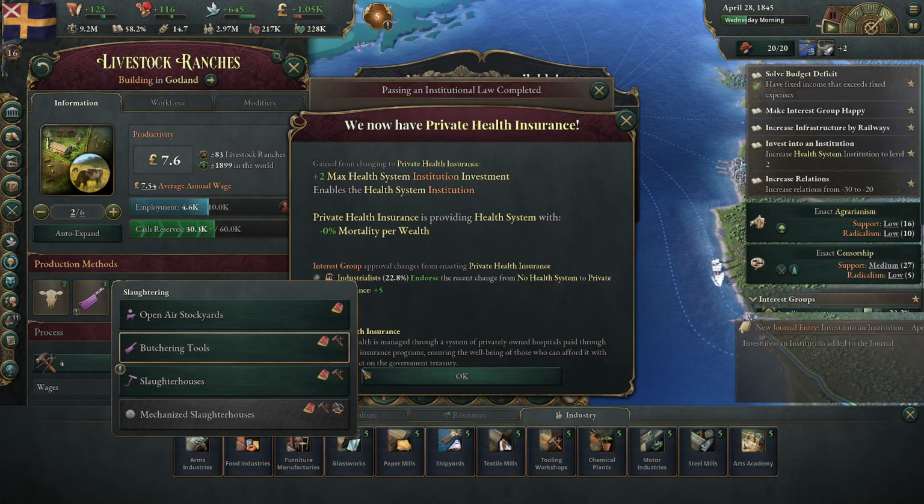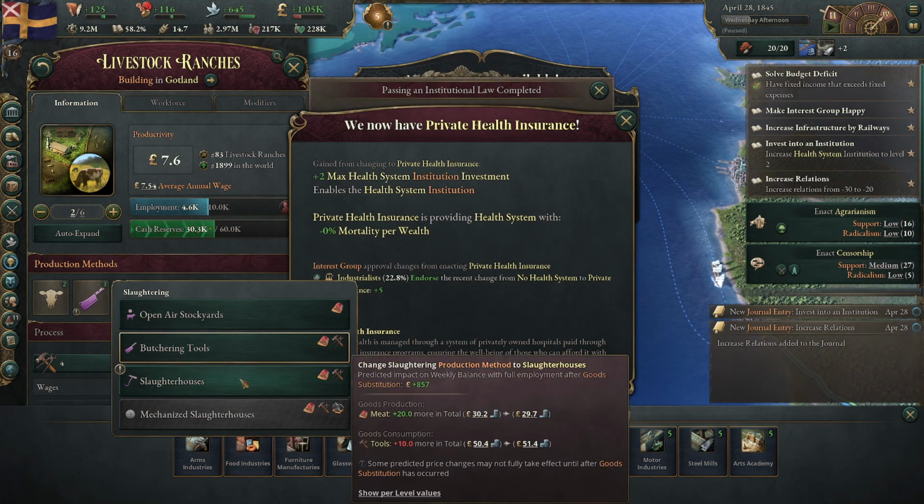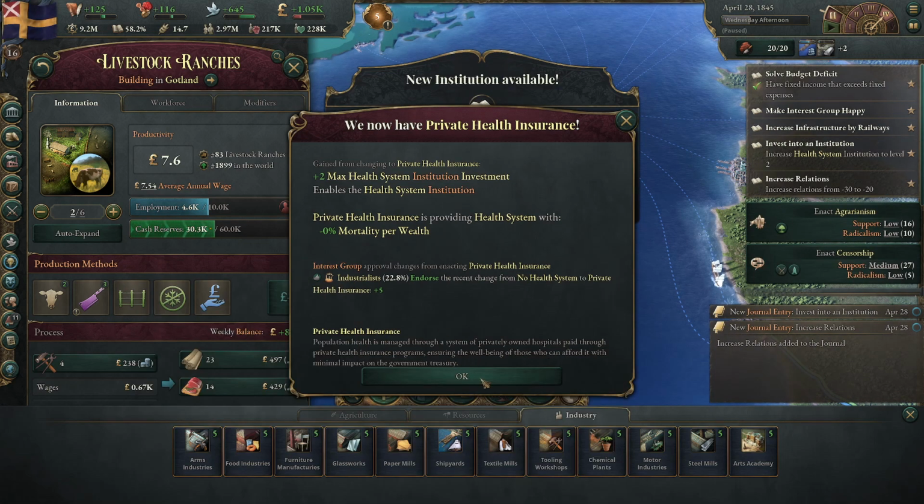We have private health insurance. Okay, pause. Just look at this. So we've now got private health there. It means endorse their recent change. So that helps the industrialists.